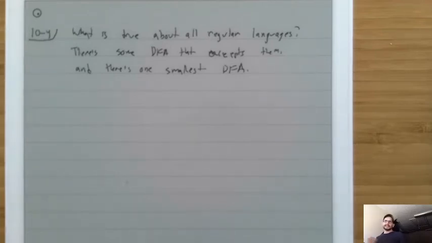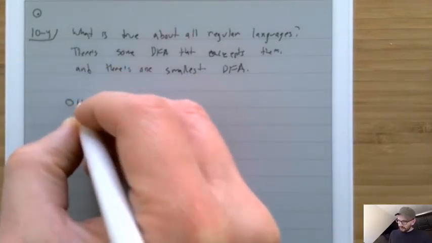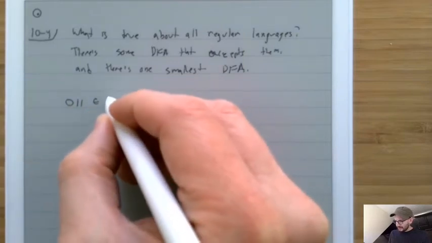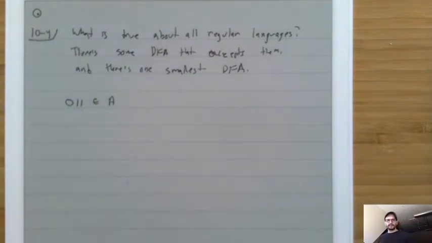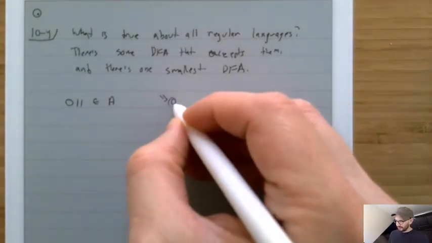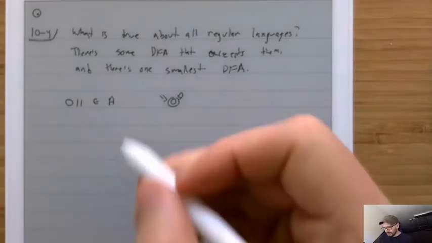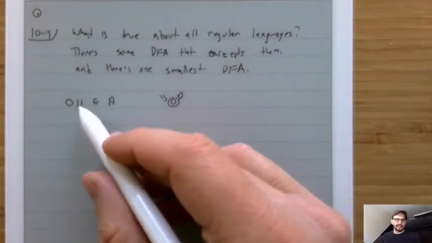As a little example, imagine that I told you that the string 0111 was inside of some language A. We could ask the question, what's the smallest DFA that could possibly accept that string? And clearly the smallest one would be this, that just accepts everything. But I haven't told you what A is. All I've told you is that this thing is accepted.